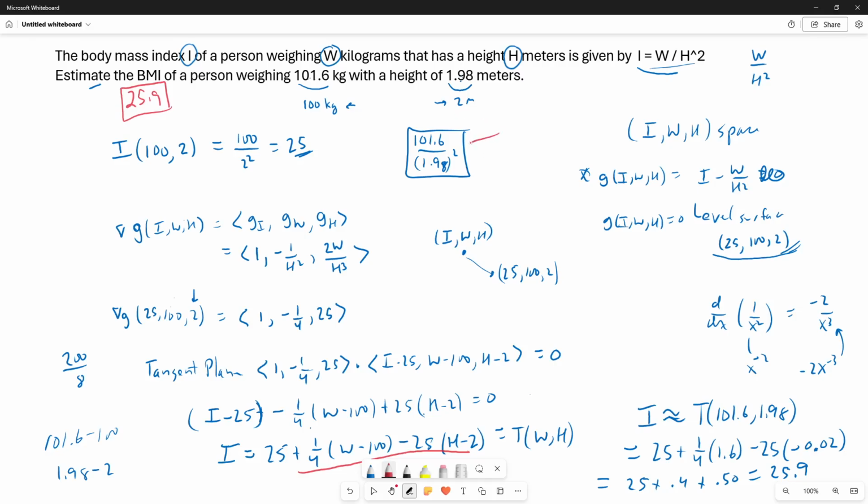And we can break out a calculator and figure out this number, and it should be close to 25.9. That's our estimate using the tangent plane. And we can notice as a shortcut for this formula here that this equation just boils down to this 25 was the body mass index at the nice point that was near 101.6, 1.98, and then plus 1/4, negative 25, that would have just been the gradient of this original function dotted with W minus 100, H minus 2.